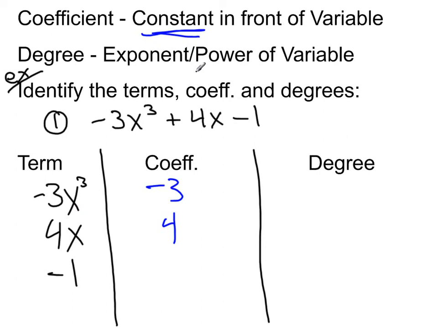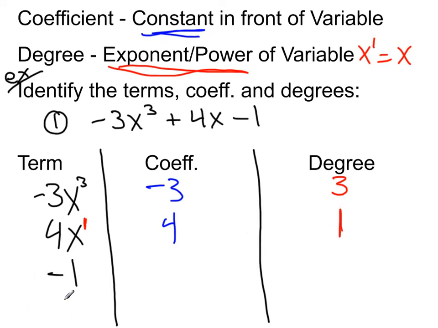So degrees are the exponent or the power of the variable. So looking at our first term, we have x raised to the 3rd power. So our degree is 3. The degree for the second term here, 4x, his power, while it's not written there, it is a 1. Make sure you remember anything to the first power is just the variable x. So our degree is 1.